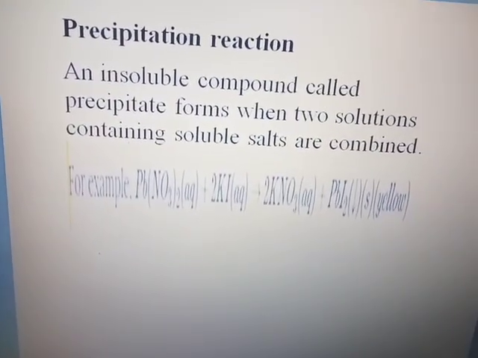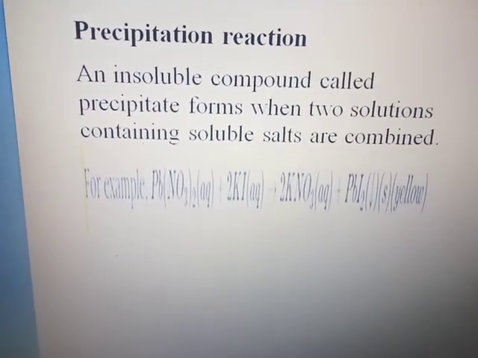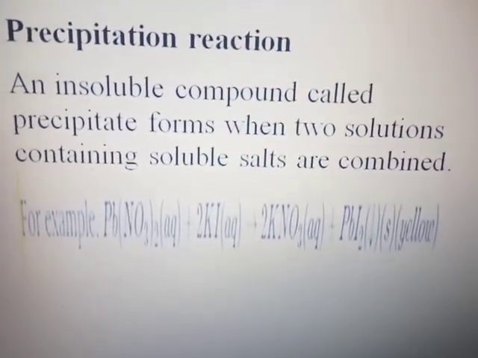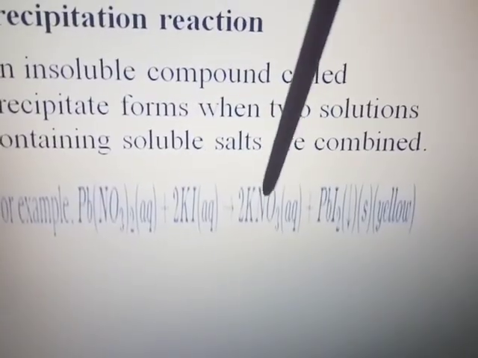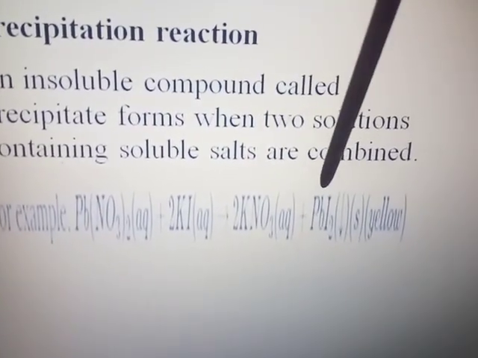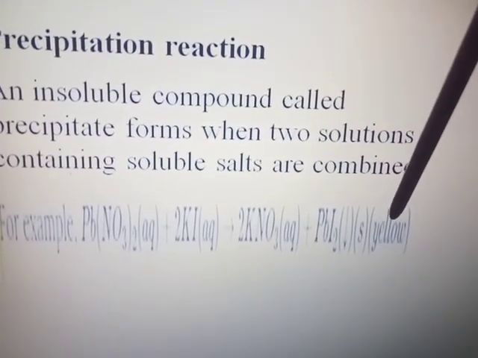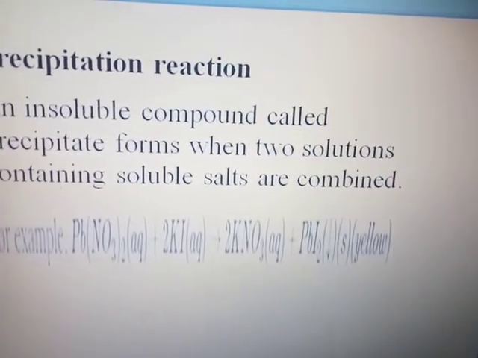And the substance formed, that insoluble compound which is left in the beaker at the bottom, is known as a precipitate. You can note down this chemical reaction also. Lead nitrate and potassium iodide form potassium nitrate and lead iodide. Again, you have to learn the color of this precipitate formed. This arrow shows that it is settled down in the beaker.